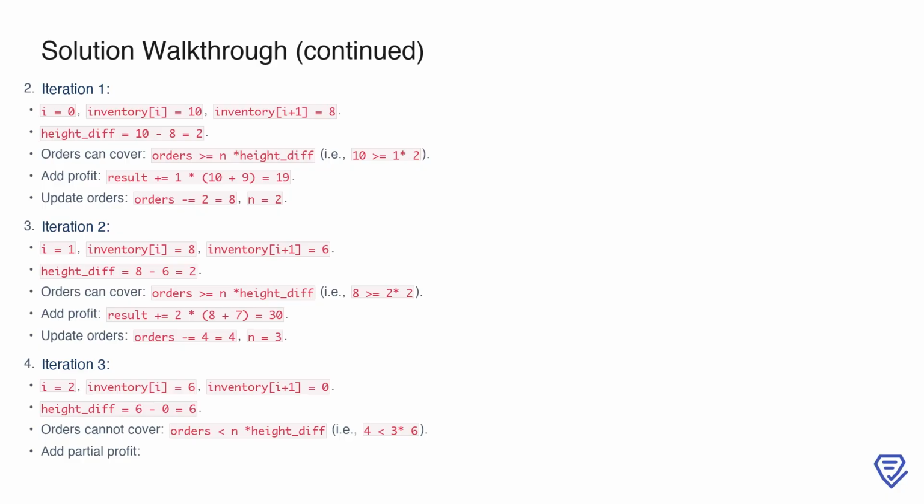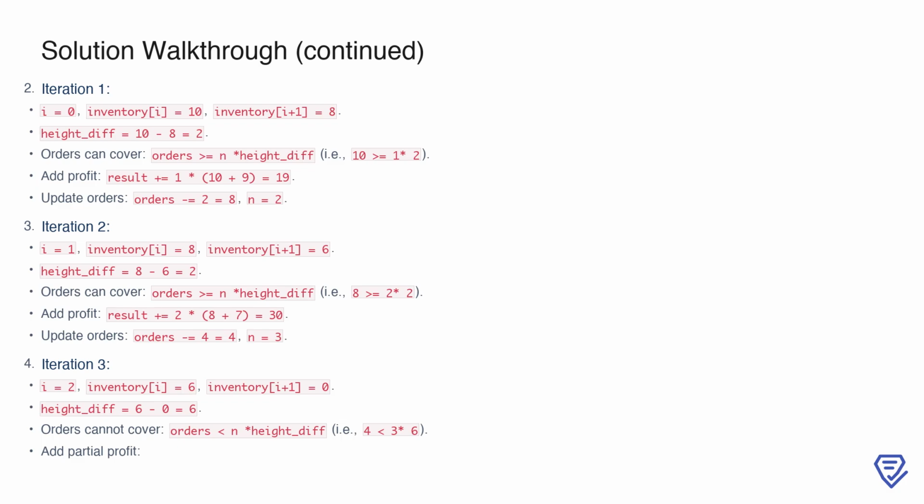In the second iteration, the difference between 8 and 6 is also 2. Again, we can cover this range, so we calculate the profit for 2 levels, multiplied by n, resulting in an additional 30 added to the result. This leaves us with 4 orders, and n is updated to 3.